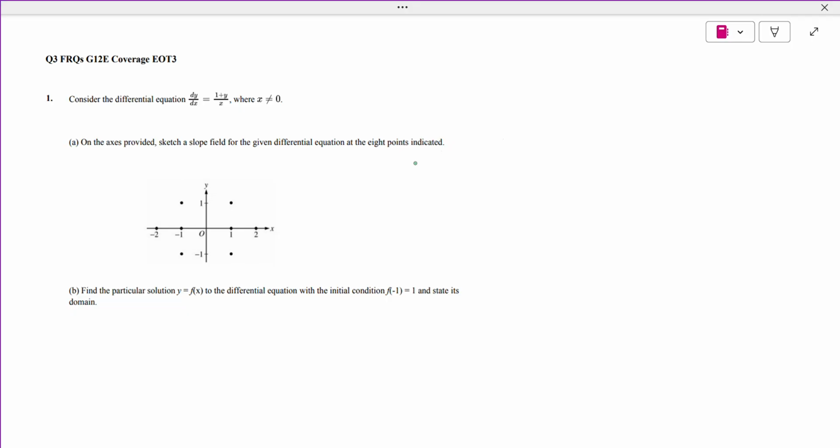Consider the differential equation dy over dx equals 1 plus y over x, where x should not be 0 in order for the differential equation to be defined, right? We cannot divide by 0. On the axis provided, sketch the slope field for the given differential equation at the 8 points indicated. Well, to sketch the slope field, we have to create a table. So let's create a table of x, y, and dy over dx.